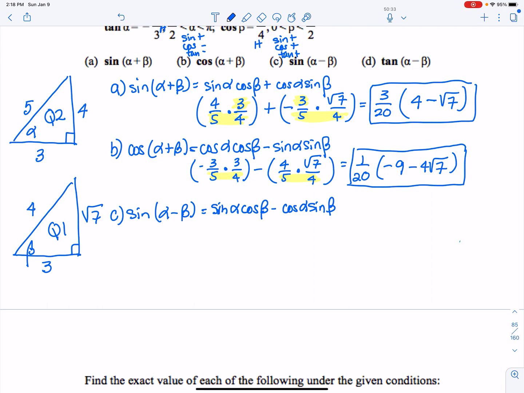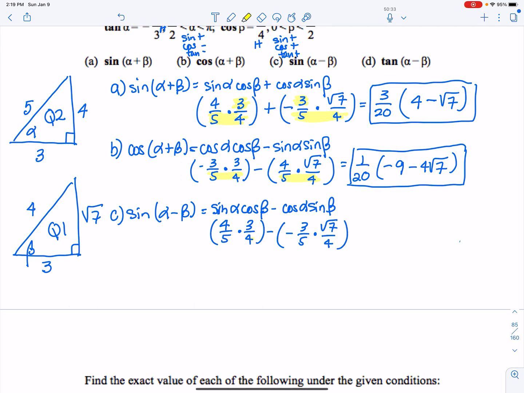Okay. All right, so I'm plugging stuff in. Sine is positive in quadrant 2. Sine is opposite over hypotenuse, so I get 4 over 5. Cosine is positive in quadrant 1, so I have adjacent over hypotenuse, so that's 3 over 4. Minus cosine in quadrant 2 is negative, so I have adjacent over hypotenuse, so that's negative 3 over 5. And then sine is opposite over hypotenuse, and it's positive because I'm in quadrant 1, so that's radical 7 over 4.